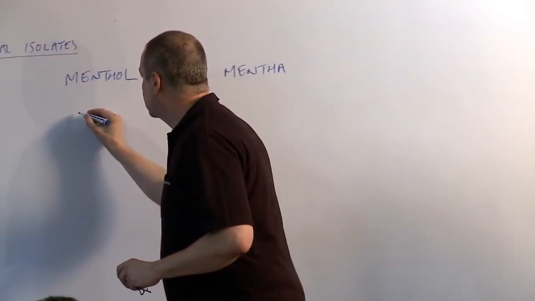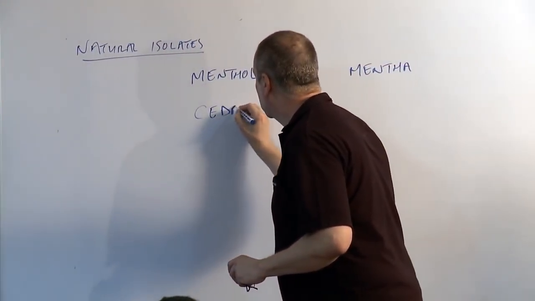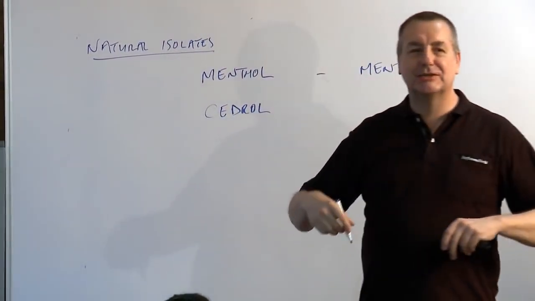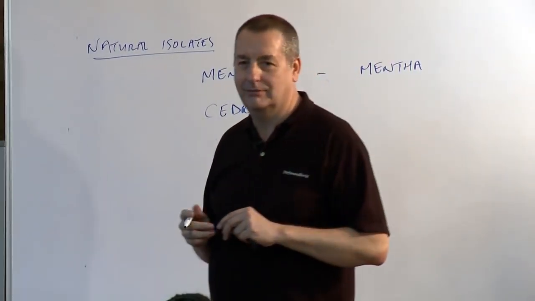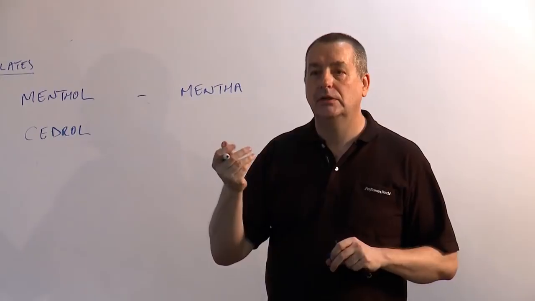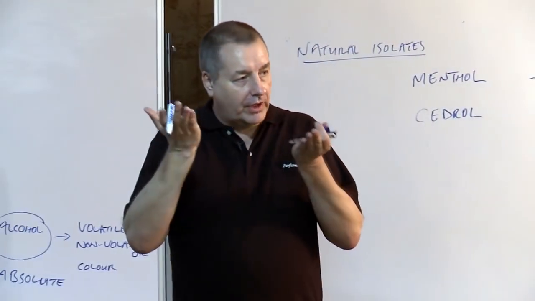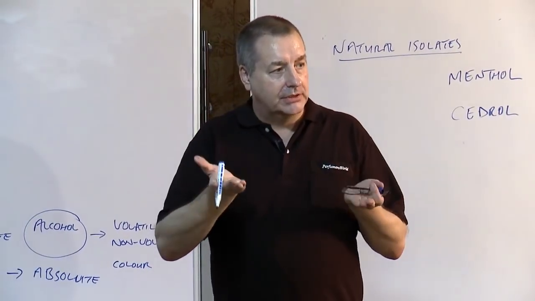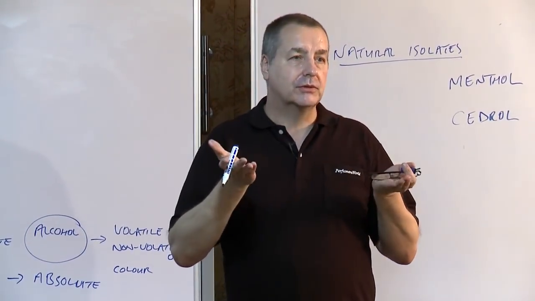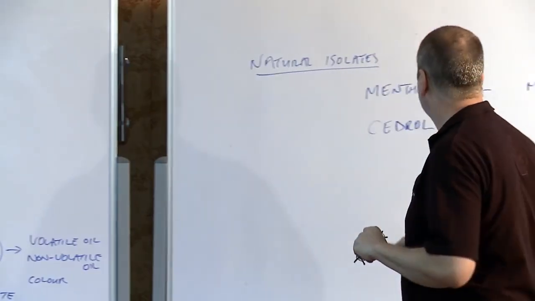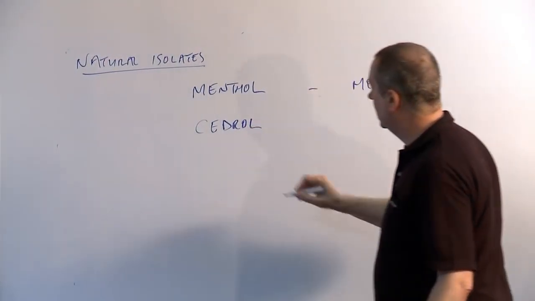Another one I'll talk about is cedrol. Anybody like to guess where cedrol comes from? Some tree. Cedarwood. It's the alcohol found in cedarwood, and it's a crystal too. So if you get cedarwood oil and you freeze it, you'll find that crystals drop to the bottom, sediment on the bottom. And those crystals are cedrol, the alcohol found in cedarwood.